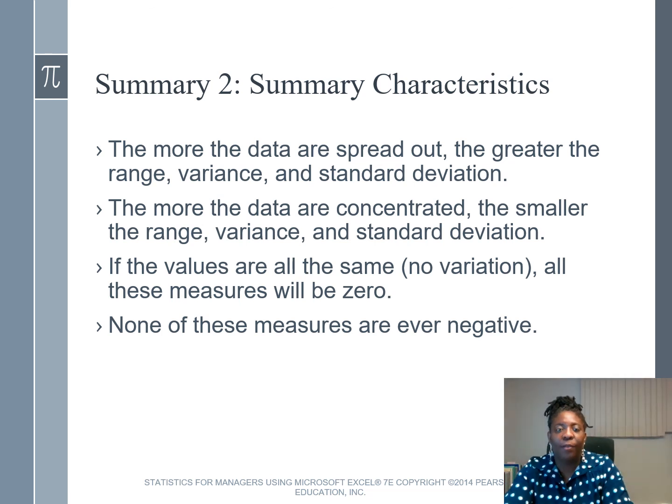Range, variance, and standard deviation is never negative. The range is largest minus smallest. Worst case scenario, it's zero. Standard deviation is the square root of variance. That's the starting point. The square of anything is positive, and the square root of a positive number is positive. So they're never negative. If you do a calculation and it comes out as negative, you, my friend, have used the calculator incorrectly.